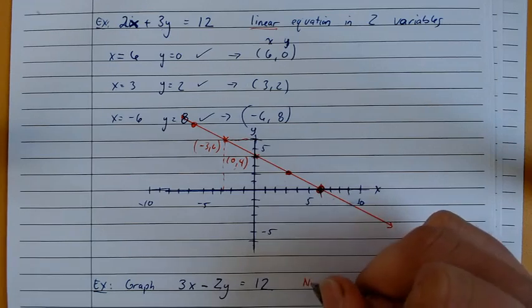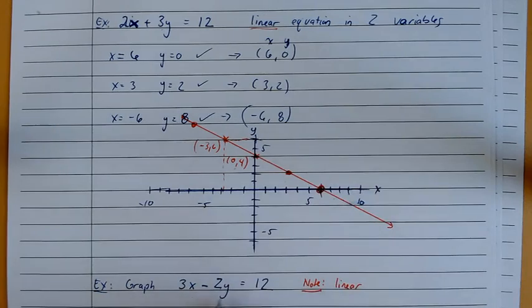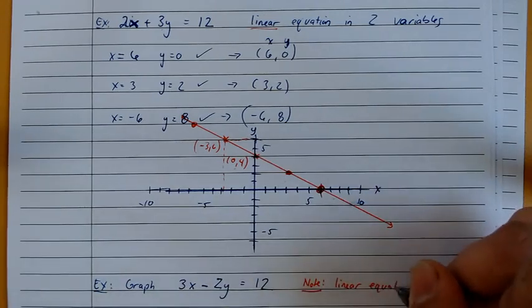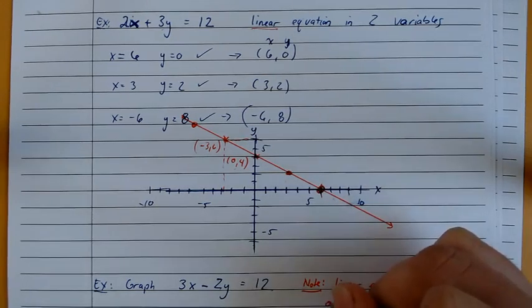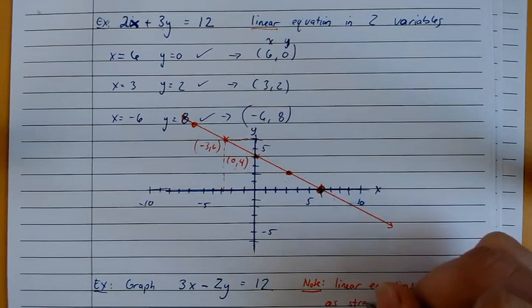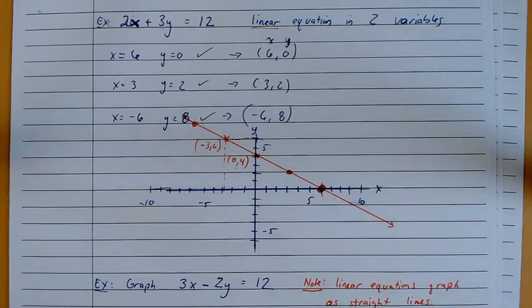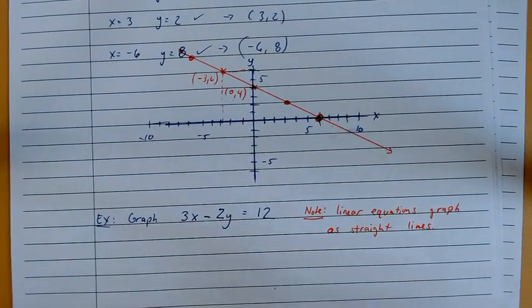So here, note, linear equations, the ones where the variables have power of 1, x to the 1, y to the 1, graph as straight lines. Mathematicians are not particularly inventive when it comes to naming stuff. We try to name stuff in the most obvious way possible. If someone took the time to call this a linear equation, it has something to do with lines. In this case, the graph is a straight line.